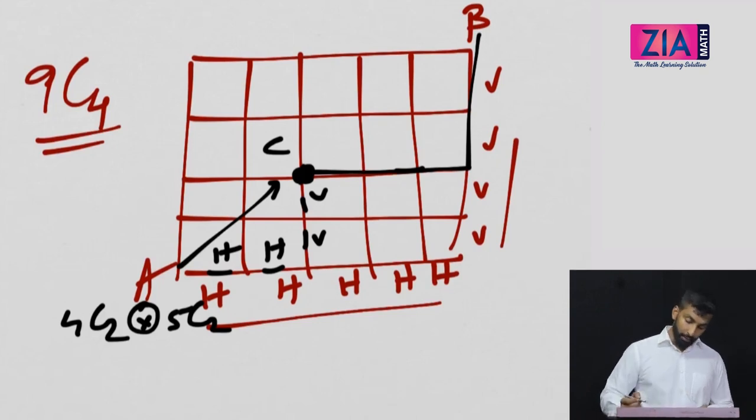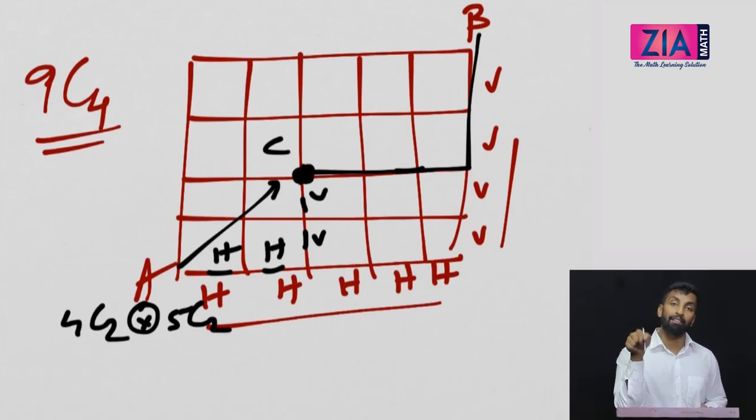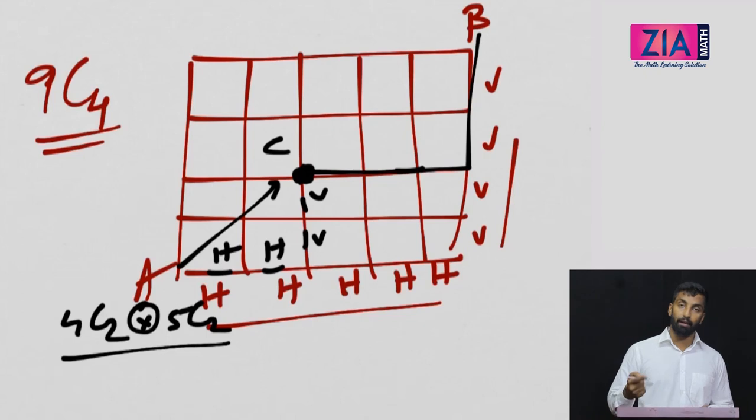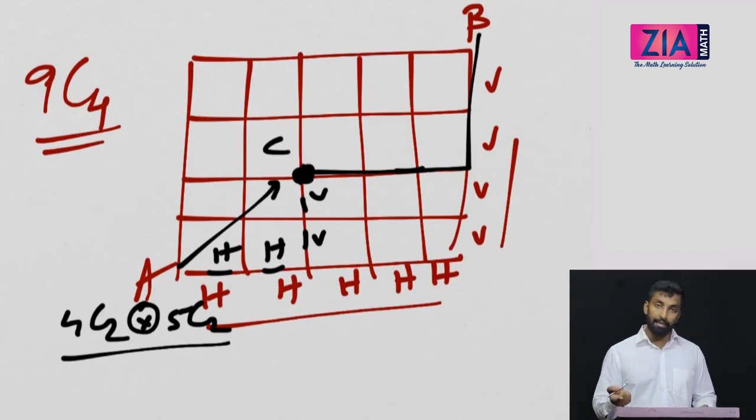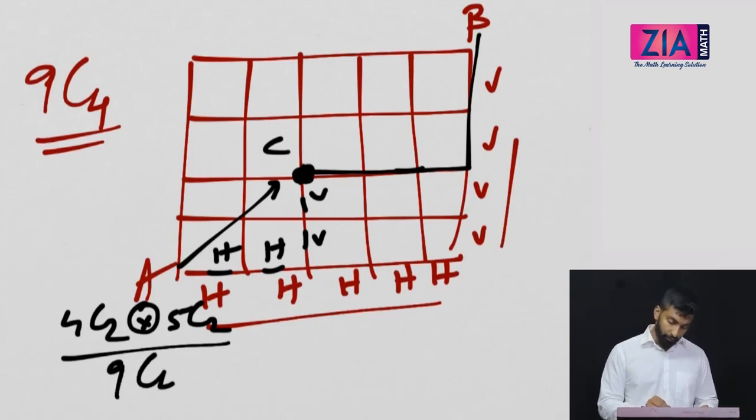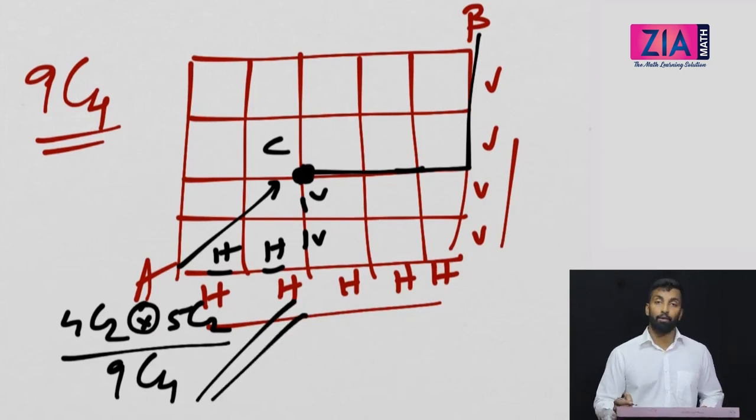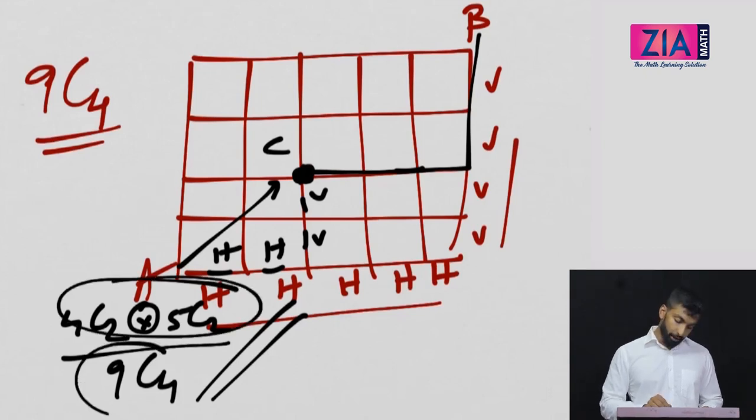Now, if the question is about what is the probability that a person who is traveling from A to B travels through C, then you know the number of ways in which you will travel from A to B via C divided by total, that is 9C4. Then it is a probability question. What is the probability that a person traveling from A to B travels through C? You know how many ways you will travel through C divided by the total number of ways.